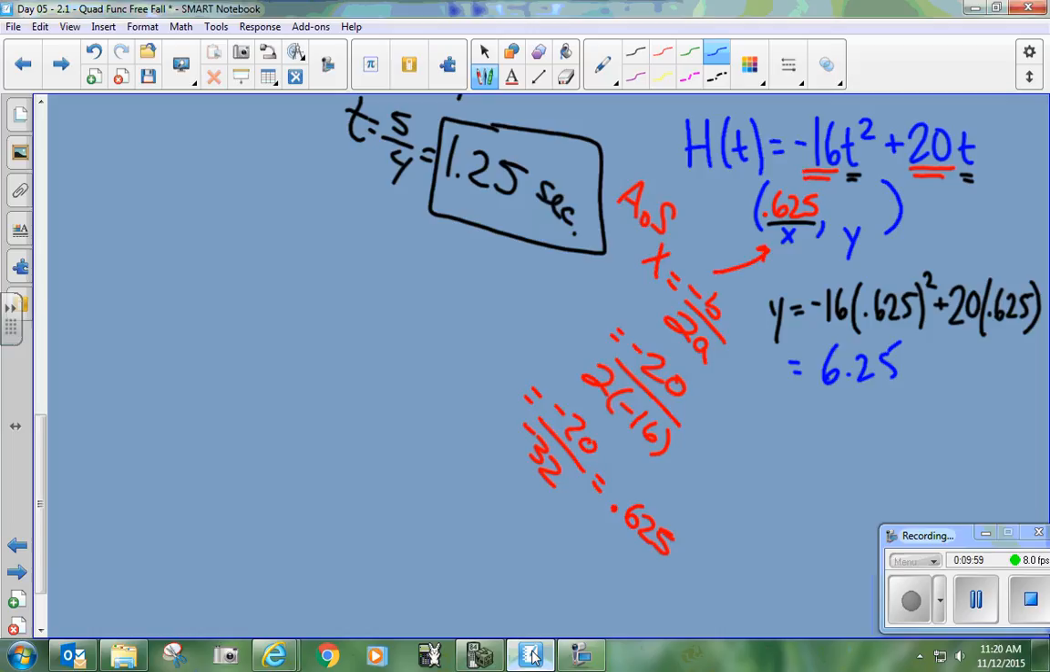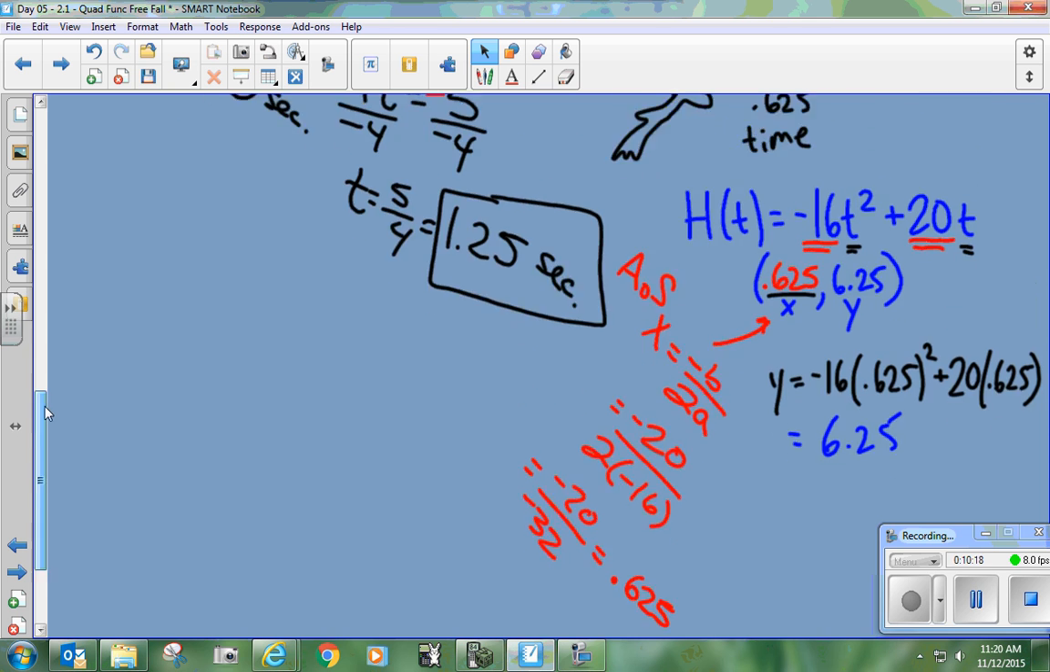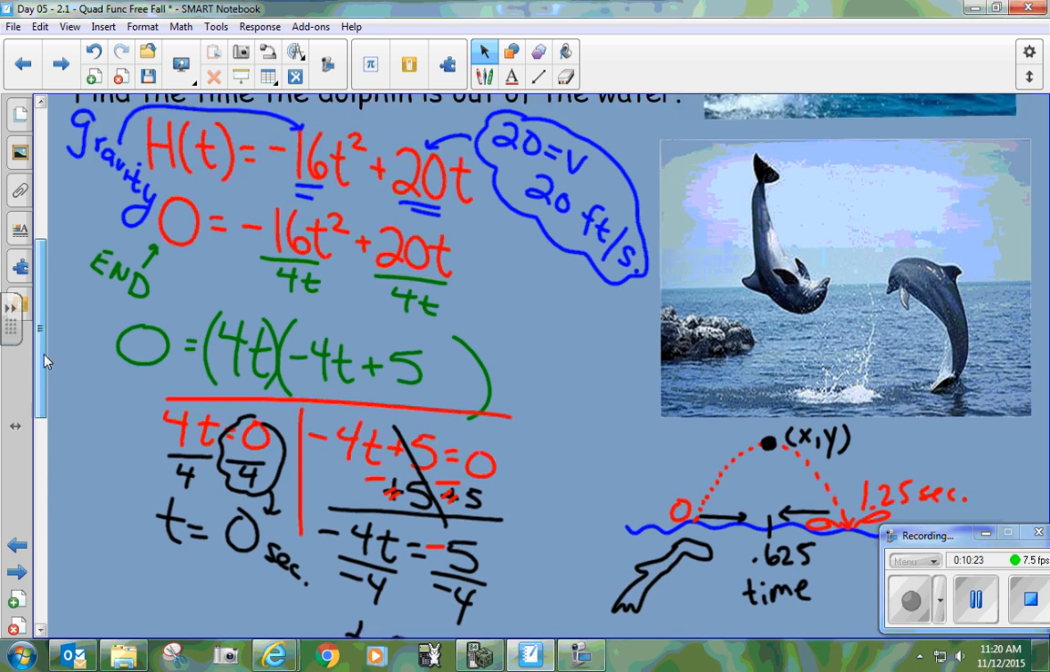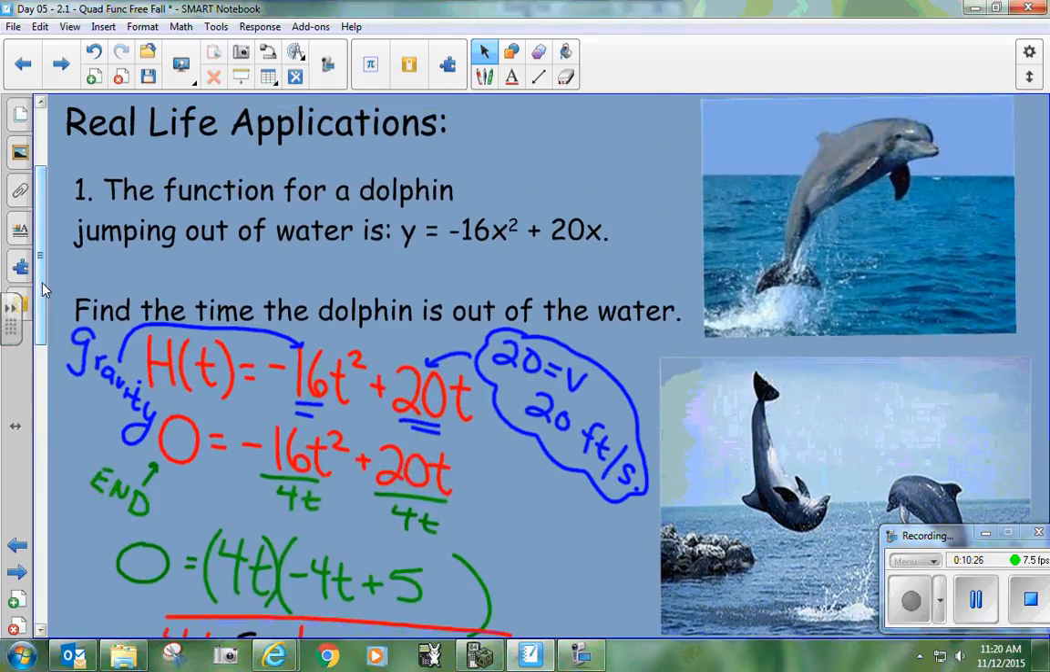So guess what? This dolphin went a little over 6 feet out of the water. It's a coincidence that those are the same numbers, where the decimal just slid over once. It won't always happen like that. But this dolphin was traveling 20 feet a second, was out of the water when he jumped for 0.65 of a second, a little bit more than half a second, and he went a little more than 6 feet above the surface of the water. Okay? Record this later.